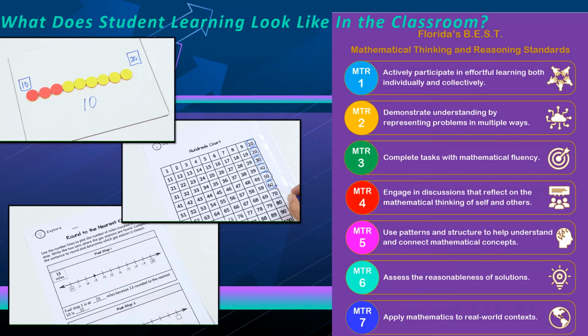As you can see, there's an MTR poster on the slide. So what MTRs align with this scope? MTR 4, engage in discussions that reflect on the mathematical thinking of self and others. MTR 5, students use patterns and structure to help understand and connect mathematical concepts. Students recognize patterns in the structure of base 10 numbers. Students use their knowledge of the base 10 system to recognize and utilize the repeated process of bundling groups of 10 and making sense of the rounding process. With the association of distance depicted in the Explore activity, students can associate rounding with real-world context. This applies to MTR 7.